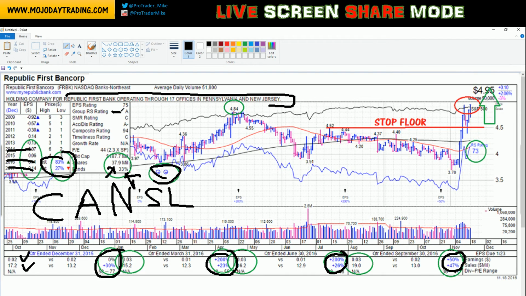The group rating, A, it's a leader in the group. Composite rating, 94%, so it's a leader. I, institutional sponsorship, they're 33% owned by funds. And market momentum, the banks are really hot right now.